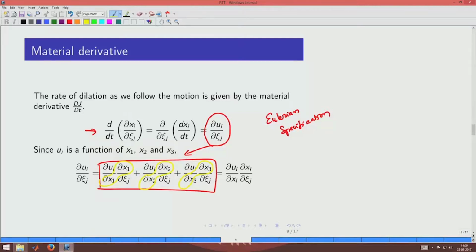So, with the dummy index L, we write the expression very simply as dou ui by dou xl, dou xl by dou xi j. So, it is a matrix of 9 elements varying with i and j taking values from 1 to 3, and then L is telling the summation. So, we have the summation coming here. This expression is then going to be used as follows.